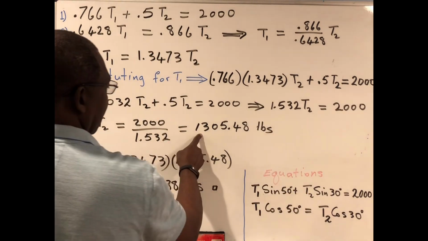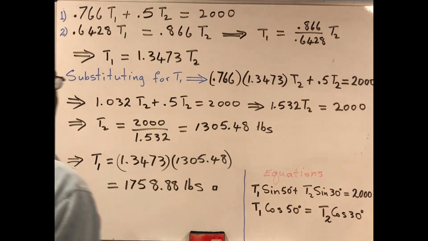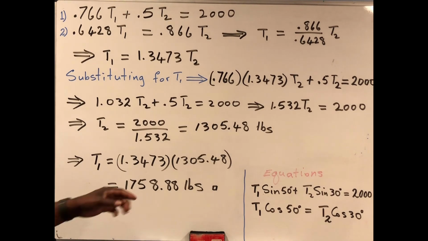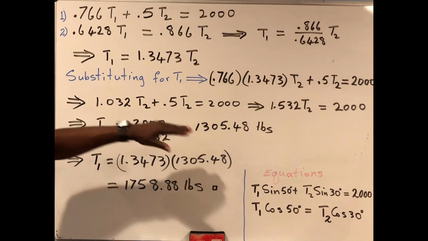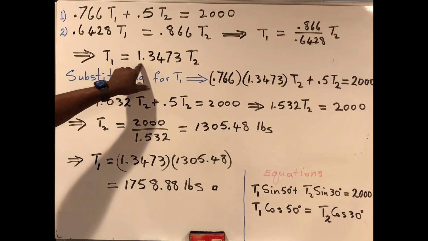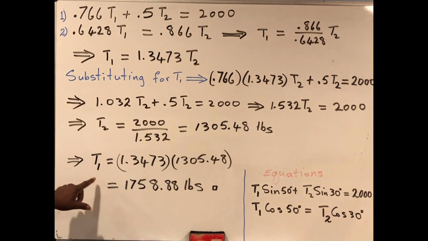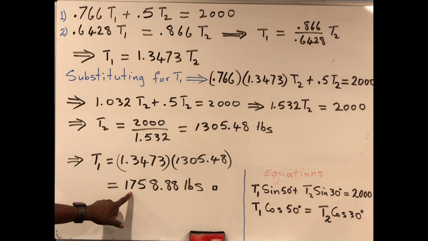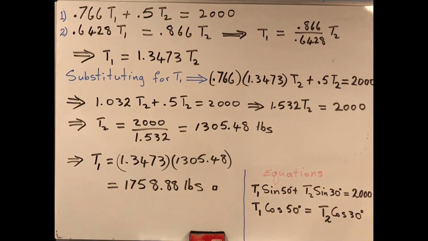We obtain 1,305.48 pounds for the value of T2. And now, to find T1, we simply take the value for T2 and substitute it in this equation right here. Substituting the value for T2 there gives us T1 to be equal to 1,758.88 pounds. And that concludes our solution for this problem.